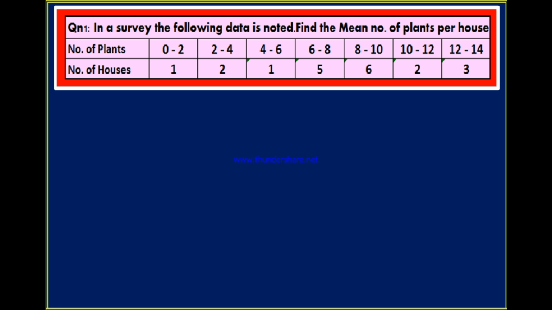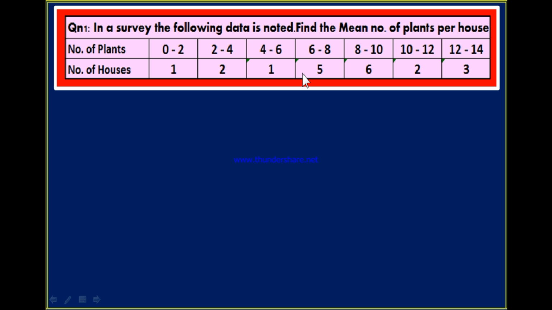Here we have given a table. In this table, if you observe, this is number of plants, and this column is for number of houses. In the first row, we have given number of plants, and the second row contains the number of houses. You see, 0 to 2 plants, 1 house, and 2 to 4 plants, 2 houses, 4 to 6 plants, 1 house, 6 to 8 plants, 5 houses, 8 to 10 plants, 6 houses, 10 to 12 plants, 2 houses, and in between 12 to 14 plants, there are 3 houses.